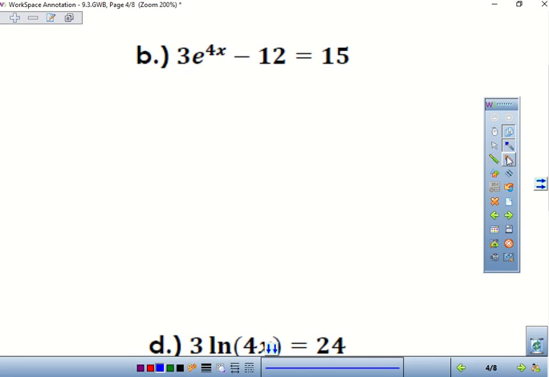Okay, so for the next one, letter B, I think I'm going to have to scoot it over here. Step 1 is to get the one with the variable by itself. So what are we going to do first? Add 12. Then what?